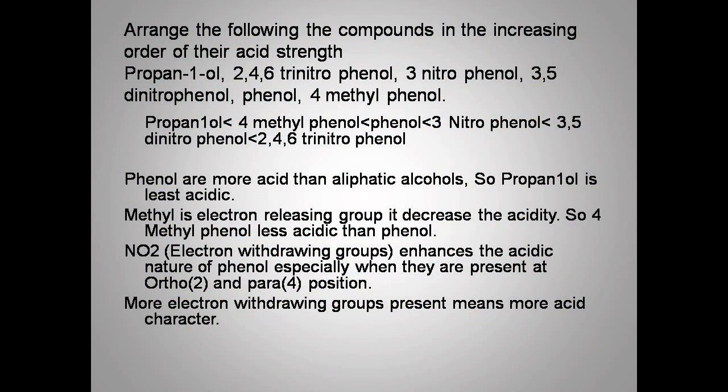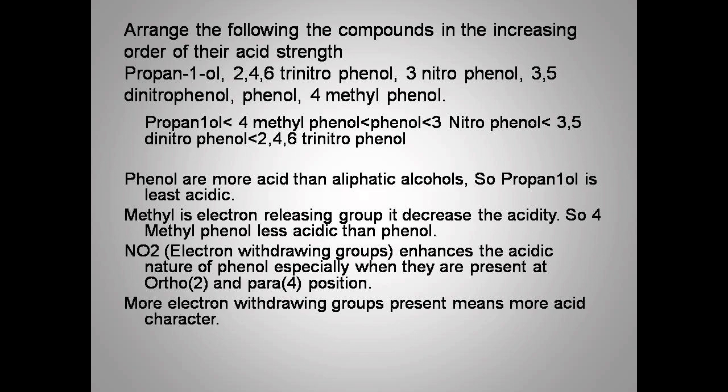This is evaluate page number 136. Second question: arrange the following compounds in increasing order of their acid strength: propane 1-ol, 2,4,6 trinitrophenol, 3-nitrophenol, 3,5 dinitrophenol, phenol, 4-methylphenol. The answer: propane 1-ol is less acidic than 4-methylphenol, and 4-methylphenol is less acidic than phenol. First of all, propane 1-ol is an aliphatic alcohol. Phenol is more acidic than aliphatic alcohol, so we choose propane 1-ol as the least acidic.